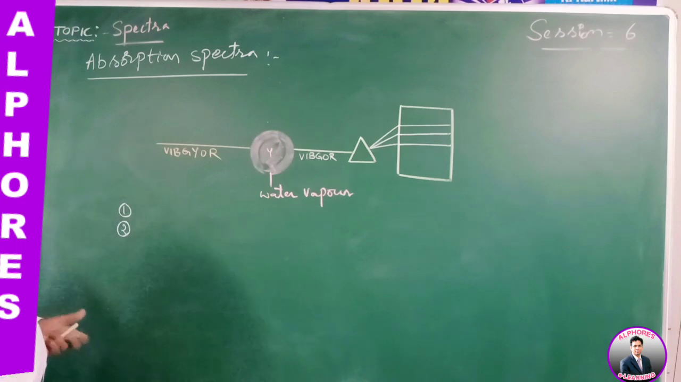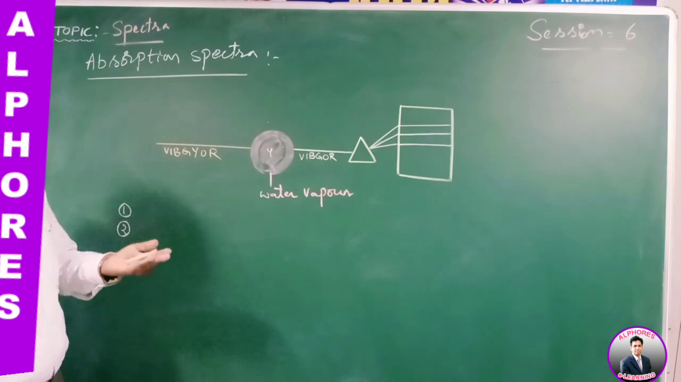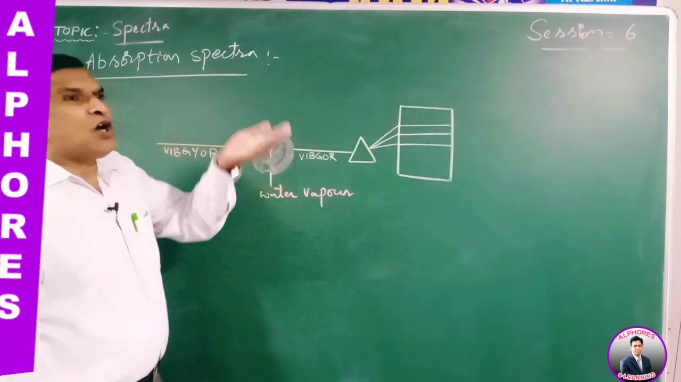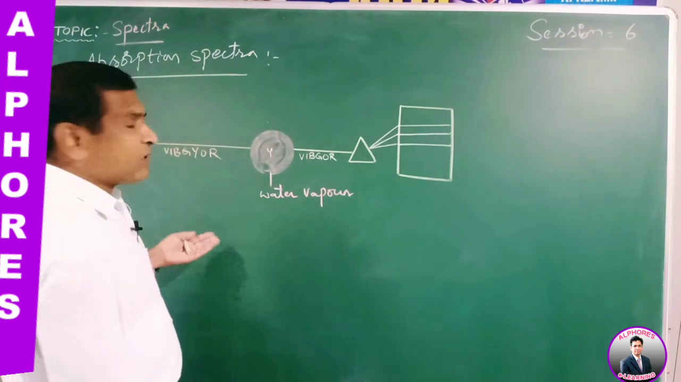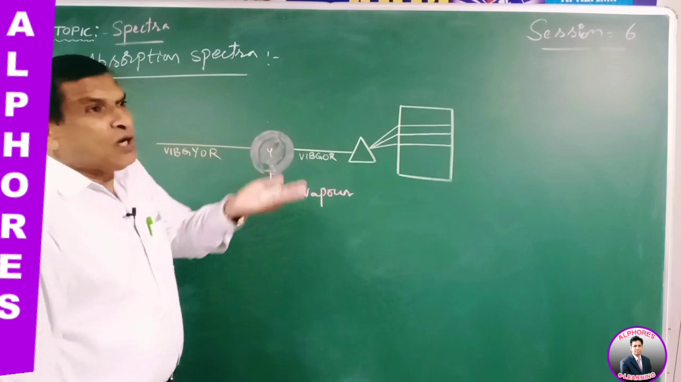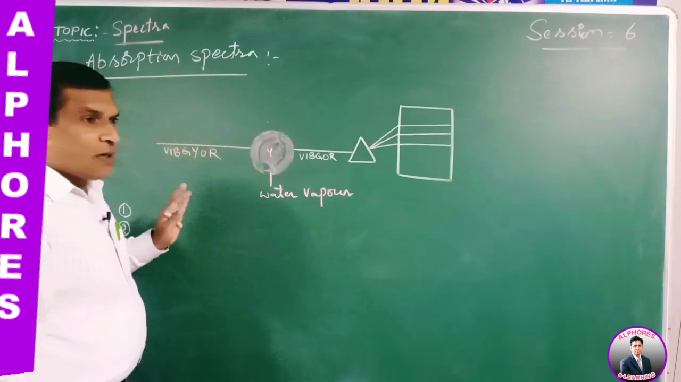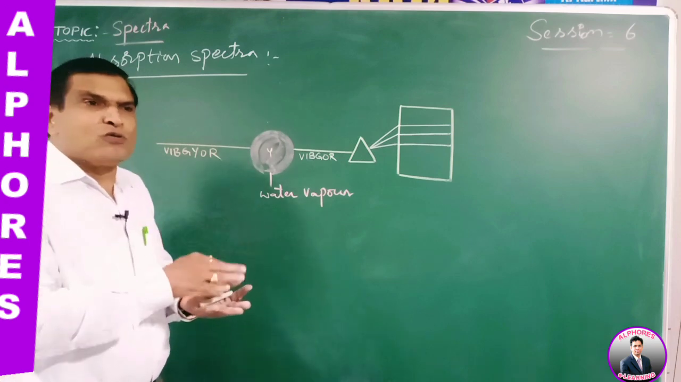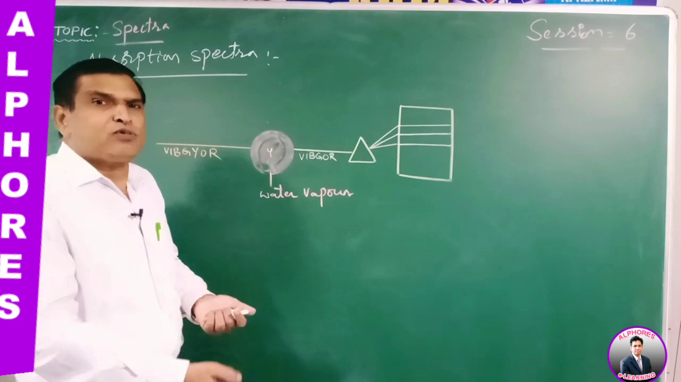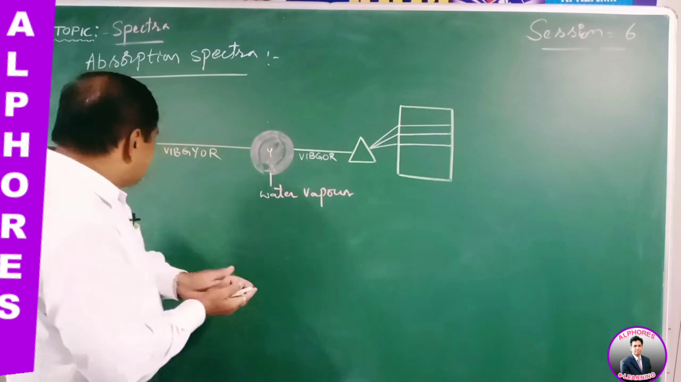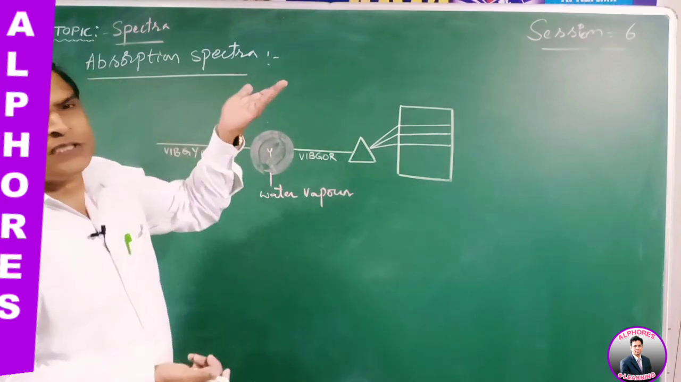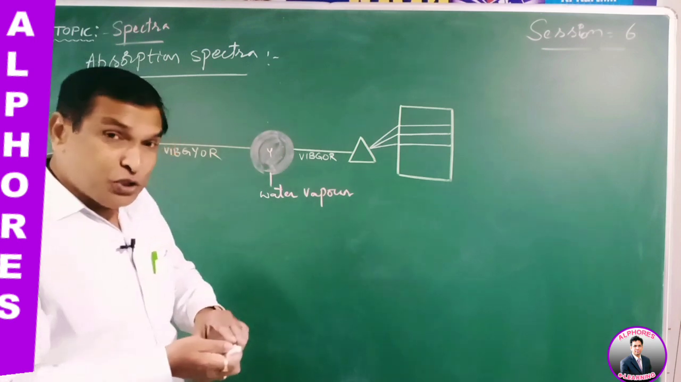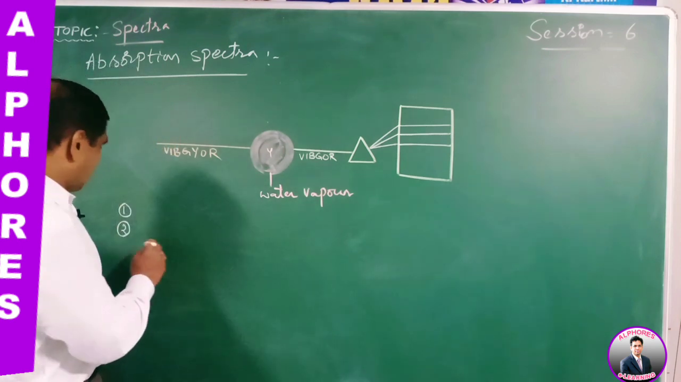Second point is absorption spectra is formed during excitation of electrons, because the electrons are absorbing photon energy. When they are present in the ground state, the electrons can absorb photon energy, then the electrons get excited to the higher energy levels. So absorption spectra is formed during excitation of electrons.